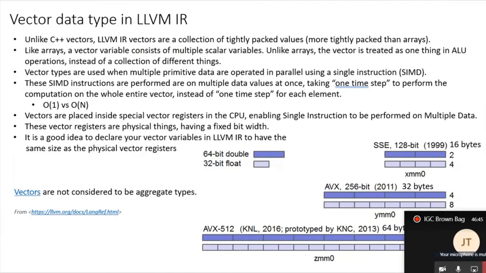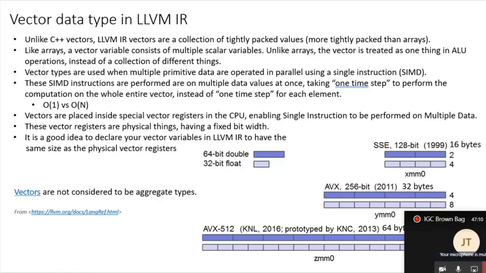Now finally, we're going to talk about vectors, a data type in LLVM intermediate representation, not to be confused with C++ vectors or math and physics vectors. The closest analogy is CPU vectors. Unlike C++ vectors, LLVM IR vectors are a collection of tightly packed values, more tightly packed than arrays.